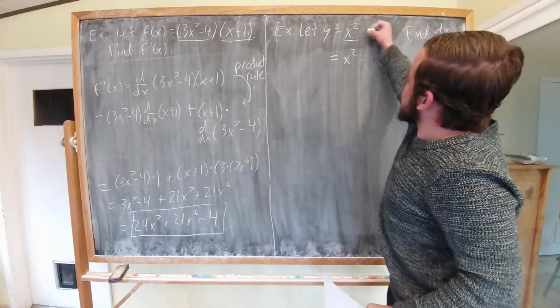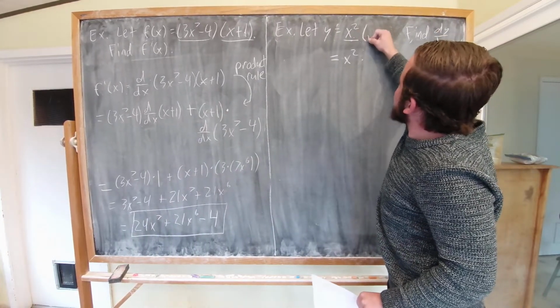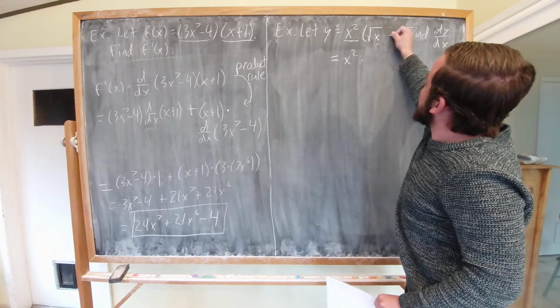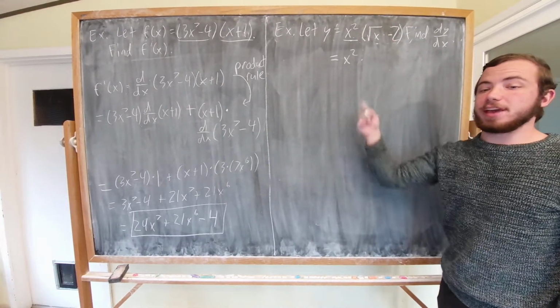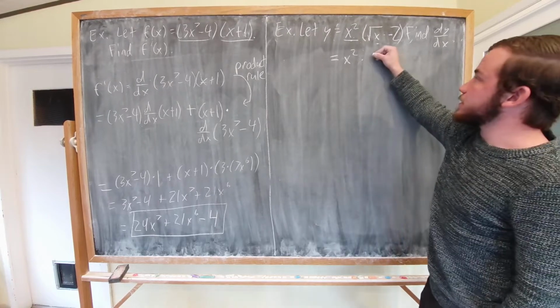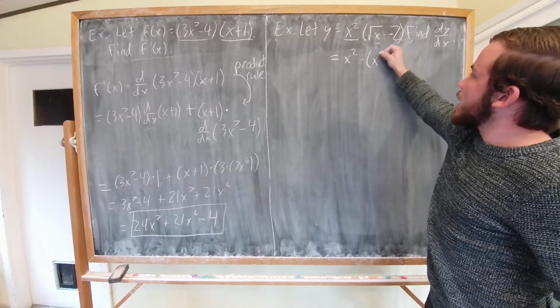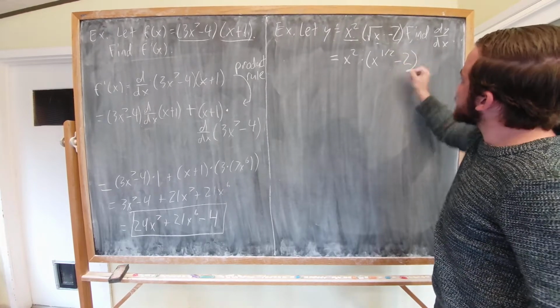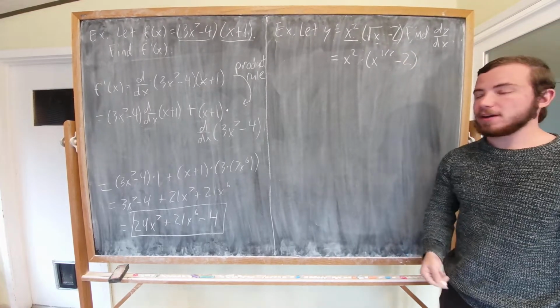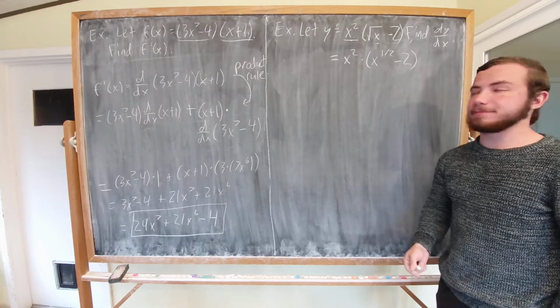Slight change of plans. We'll talk about the x squared times the square root of x minus 2. So now the square root's only over the x, not over the 2. So this is x squared times x to the 1/2 minus 2. Well, what a shame, but here we go.